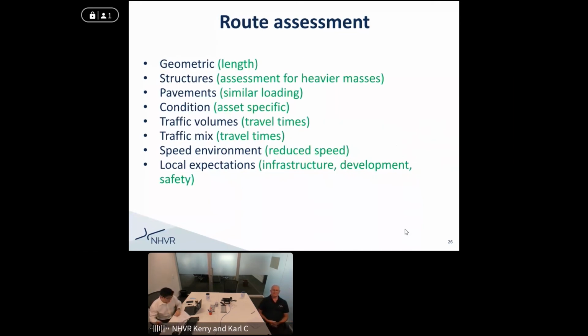Right, so the route assessment. Geometrically, the length of the vehicles can be longer than general vehicles, and their width is a little bit wider. With structures, you have assessment for heavier masses than what's allowed under the notice, if notice vehicles are allowed to travel across it. Pavements are similar loading. This goes back to the national work done in the early 80s. Then there are asset-specific conditions, traffic volumes, and controls on travel times when they move, so you can control them so they're not running around in peak hour traffic.